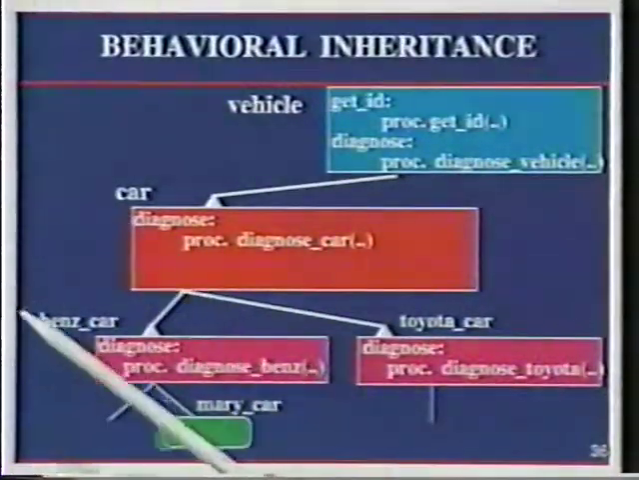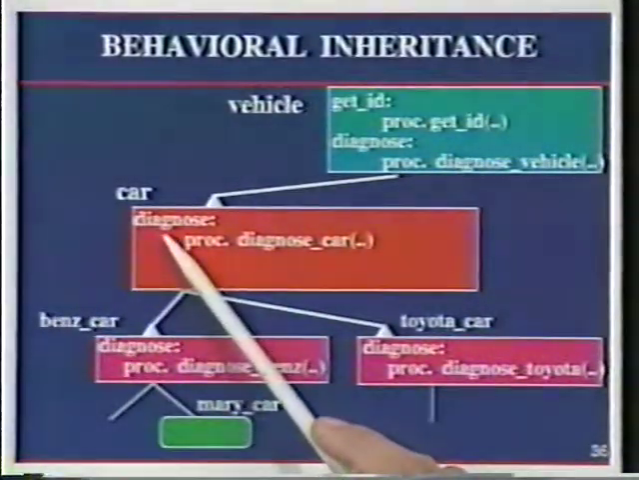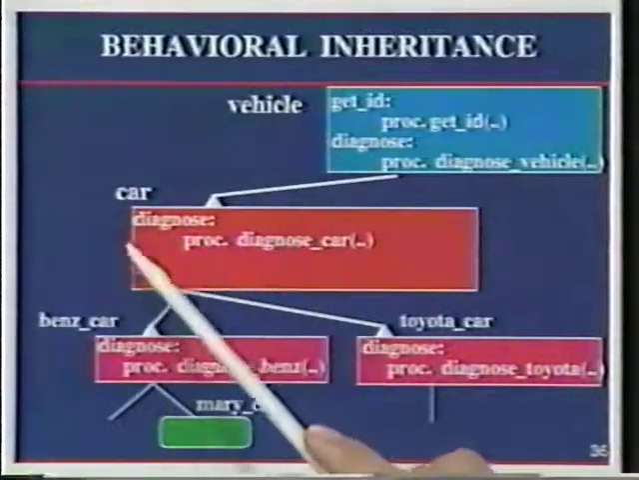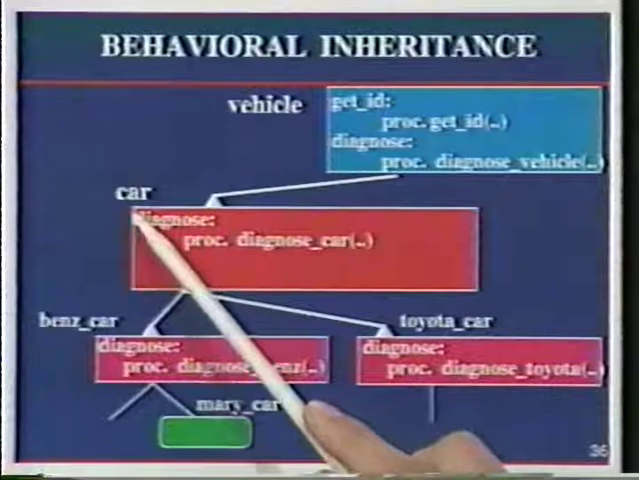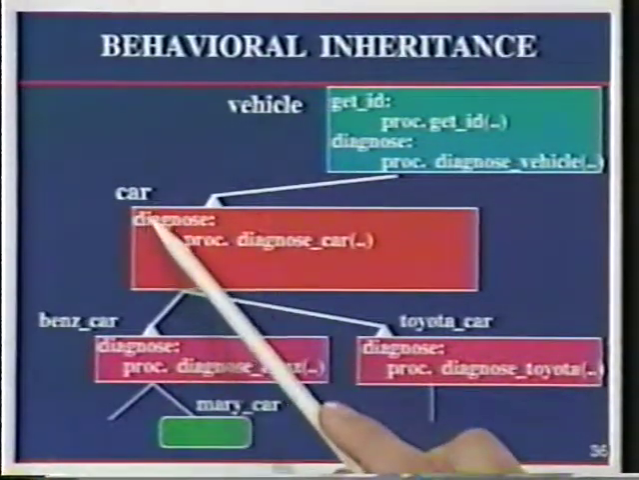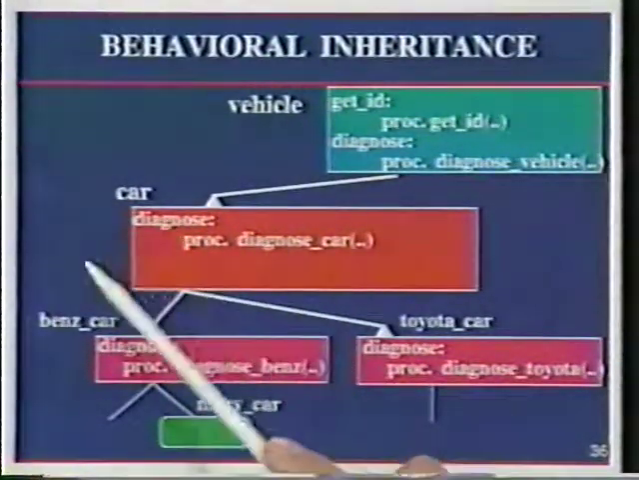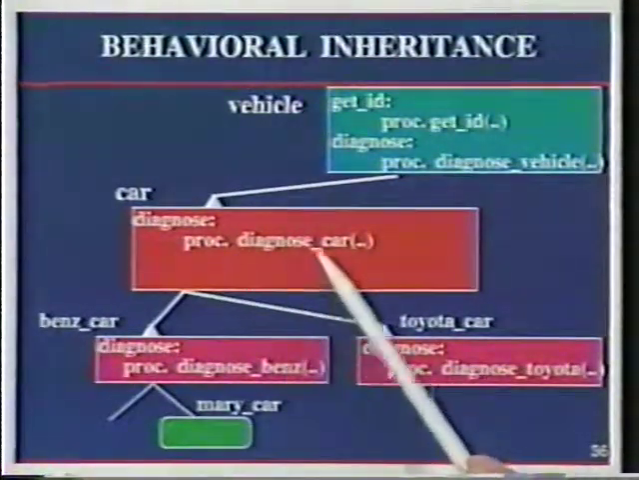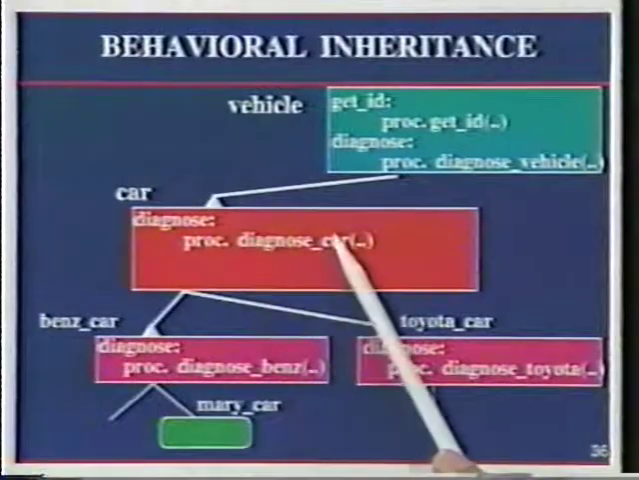vehicles. Take for example car. Now diagnosing cars is very similar to diagnosing vehicles, except that there may be some subtle changes. So the diagnosis of a car is a little different than the diagnosis of a vehicle. So I define a new procedure here, but the message selector is the same. This is generally called the message selector in object oriented programming. And when I send the message diagnose here, the procedure that gets invoked here is diagnose car.